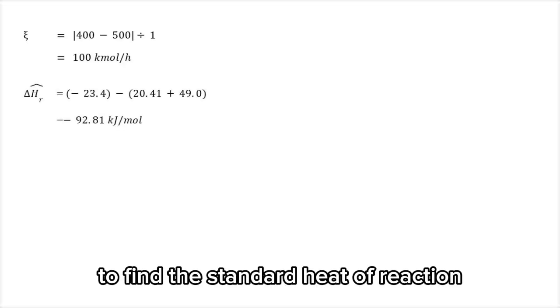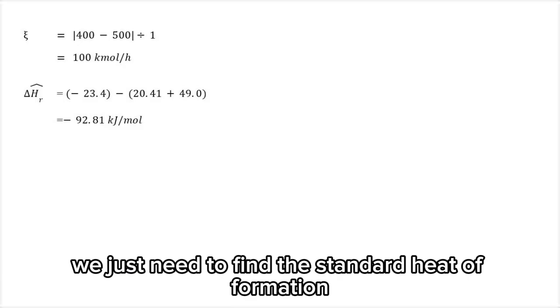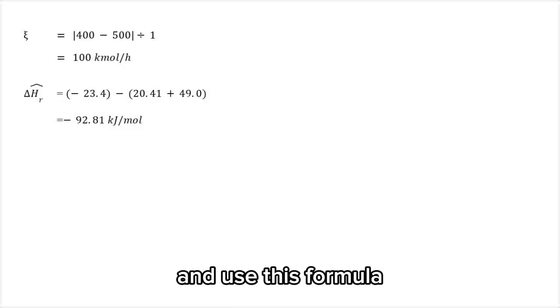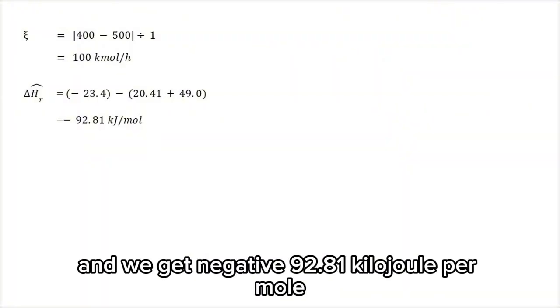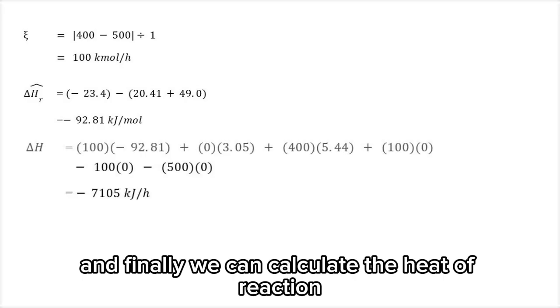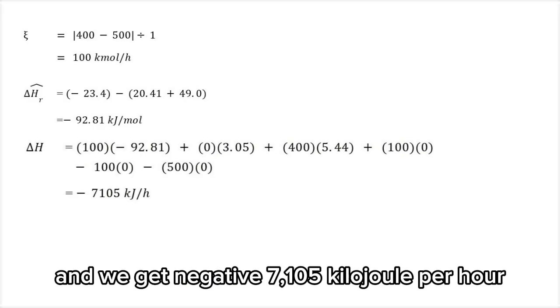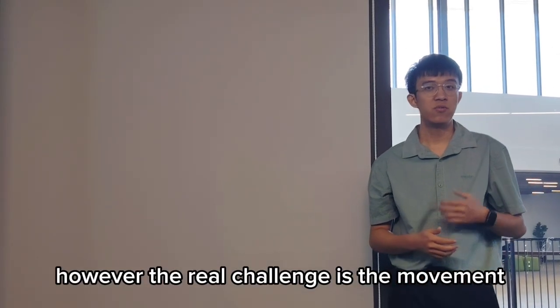To find the standard heat of reaction, we just need to find the standard heat of formation of each molecule in the table and use this formula. And we get negative 92.81 kJ per mole. And finally, we can calculate the heat of reaction by inserting into this formula. And we get negative 7,105 kJ per hour. However, the real challenge is the fluid movement.